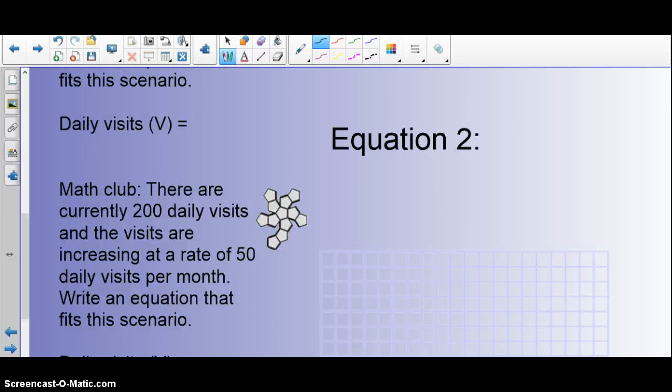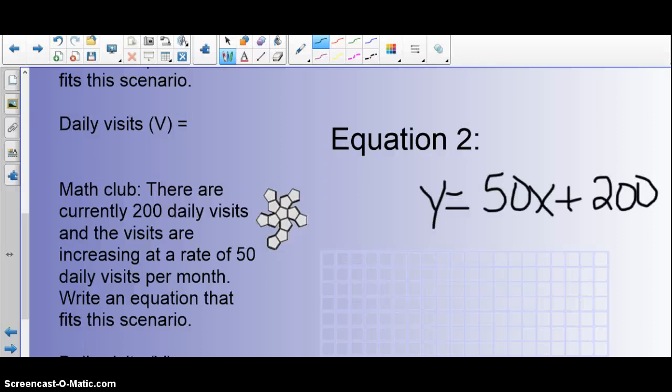Go ahead and write an equation for the second idea. Hopefully you wrote y is equal to 50 times x plus 200. Remember, we have a starting point of 200 daily visits, and they increase at a rate of 50 daily visits per month. I want you to go ahead and graph this equation.